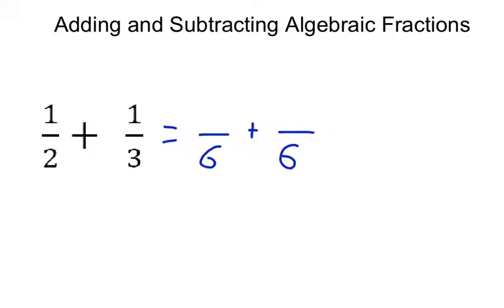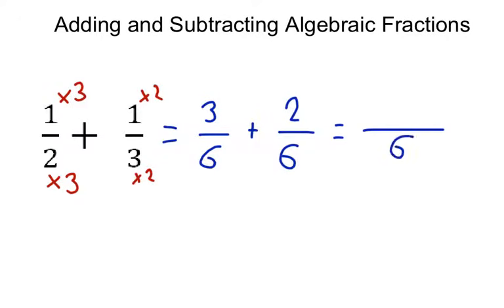And then because we multiplied the bottom of the half by 3, we have to multiply the top by 3 as well, which gives us 3. And similarly, as we had to multiply the bottom of the third by 2, we have to multiply the top by 2, which gives us 2/6. Now that we have a common denominator, we can put it all over the 6 and do the 3 plus 2 of the numerators, giving us 5/6 as our final answer.